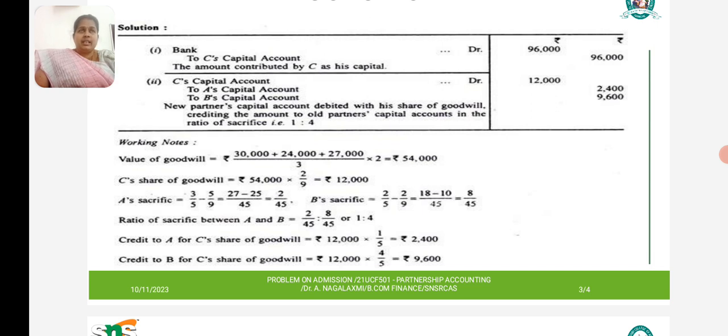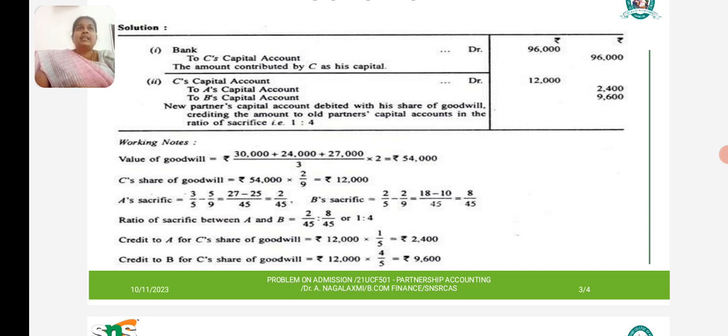The first journal entry is the amount which is brought by C as capital on his admission. We are taking 96,000 rupees as capital which is coming into the business bank account. Bank account debit 96,000 to C's capital account 96,000. So this is the amount contributed as capital by C.